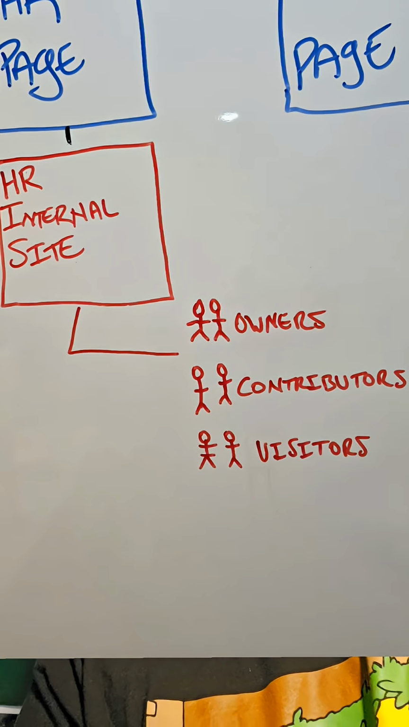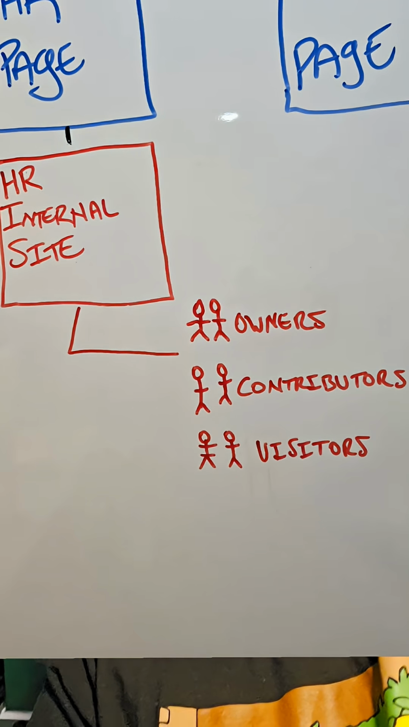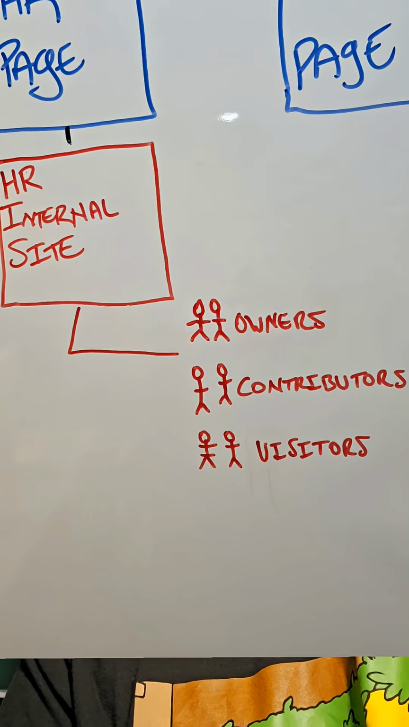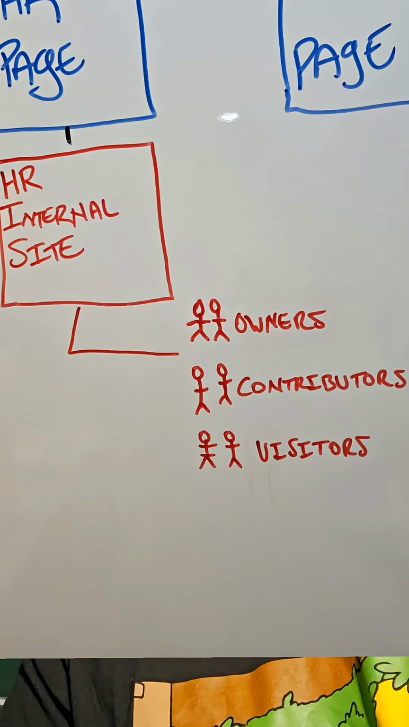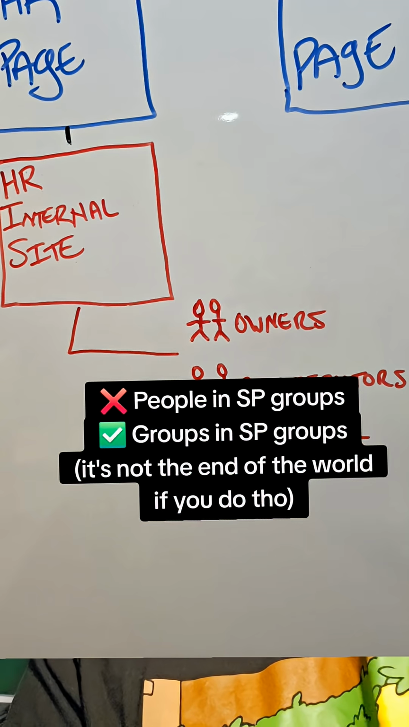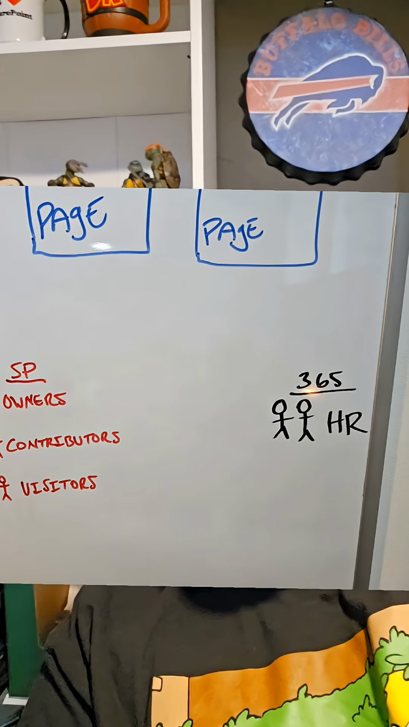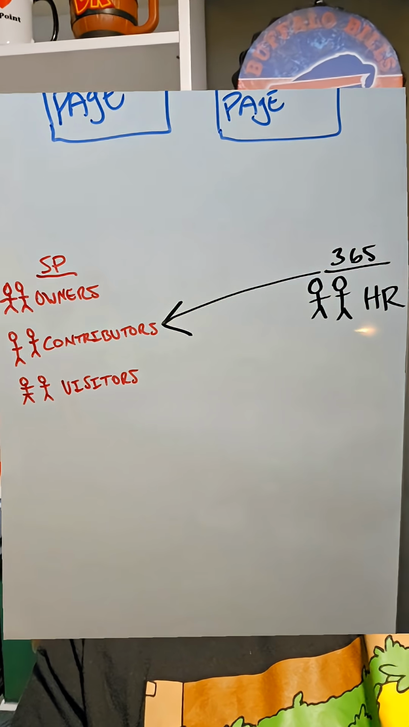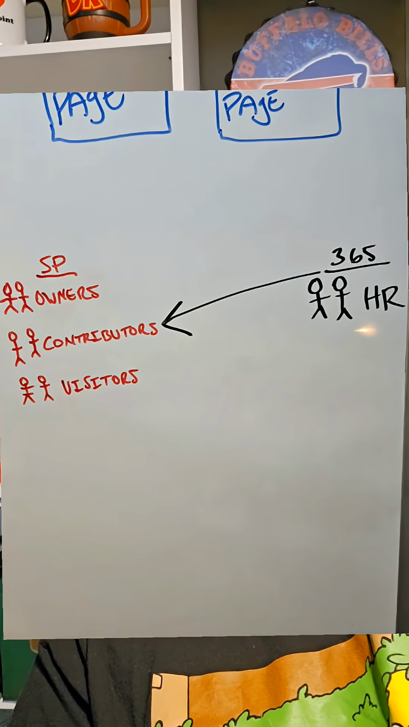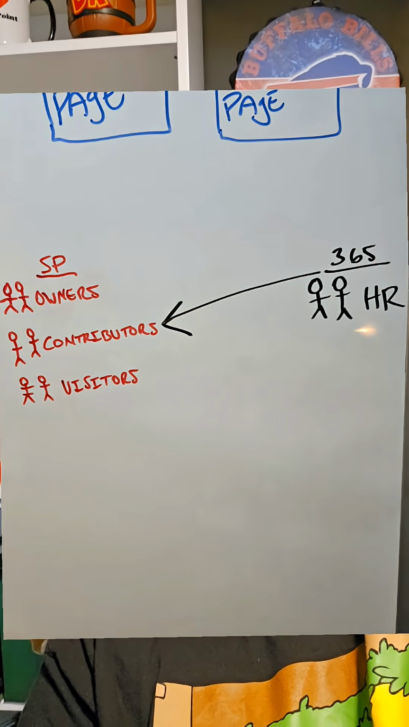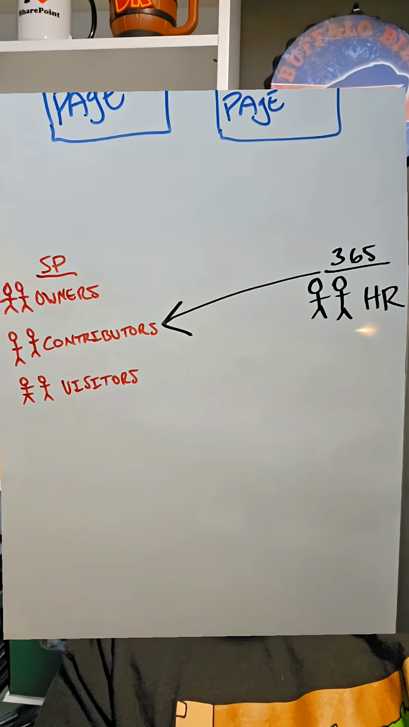Now, every single SharePoint site comes with three groups: an owners group, a contributors group, and a visitors group. With those three groups, you can drop people in and out of them, but you don't want to do that. You want to put groups inside of those groups. So you could create a Microsoft 365 group called HR, and put that inside of the HR contributors group on the SharePoint site. So literally put the 365 group into the SharePoint group.